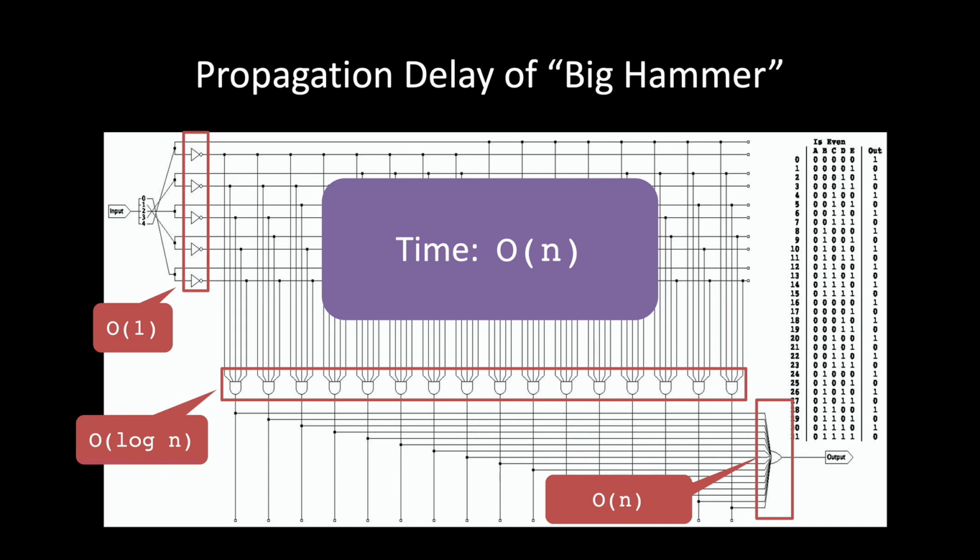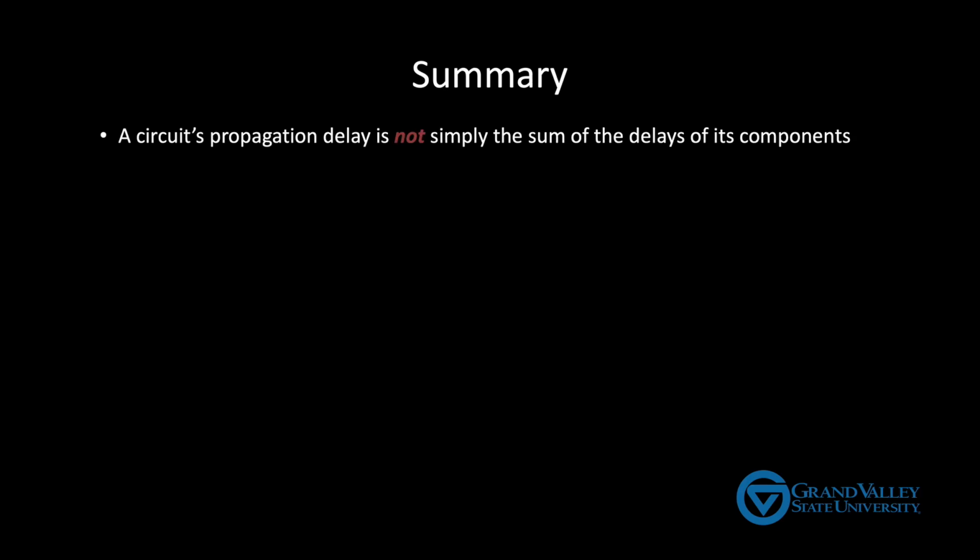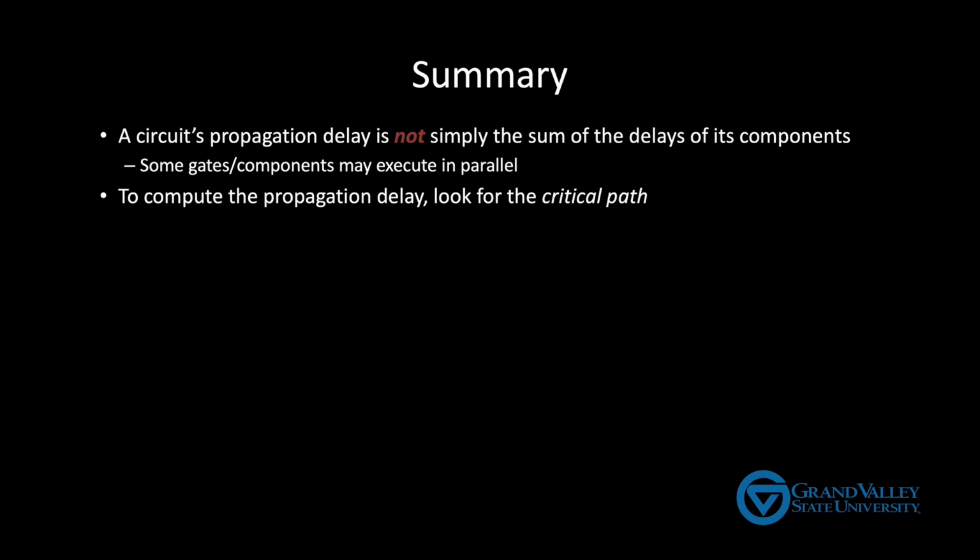So from that perspective, the ripple carry adder is not looking too bad, but it turns out we can actually do better, and we'll see that in video 15. Okay, let's summarize. A circuit's propagation delay is not just the sum of the delays of its components, because some of those components may execute in parallel. So to compute the propagation delay of a circuit, you have to look for its critical path, which is the path through the circuit with the longest total delay.